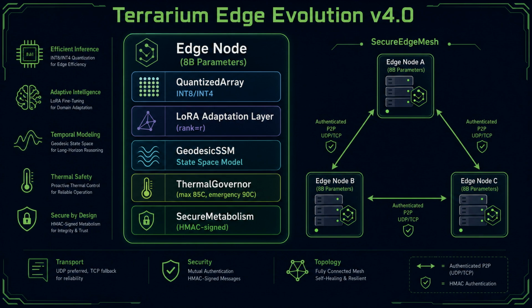The ThermalGovernor enforces hardware safety, throttling at 85 degrees Celsius and triggering emergency protocols at 90. All internode communication happens over an authenticated peer-to-peer mesh using HMAC signed messages over UDP and TCP.